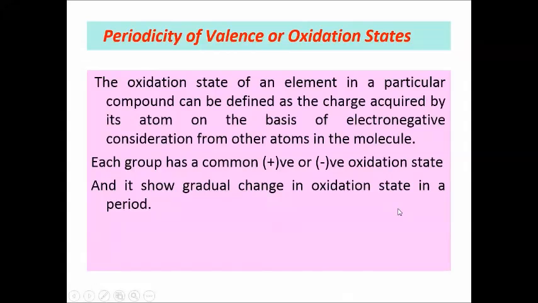The oxidation state of an element in a particular compound can be defined as the charge acquired by its atom on the basis of electronegative considerations from other atoms in the molecule. Each group has a common positive or negative oxidation state, and it shows a gradual change in the oxidation state in a period.